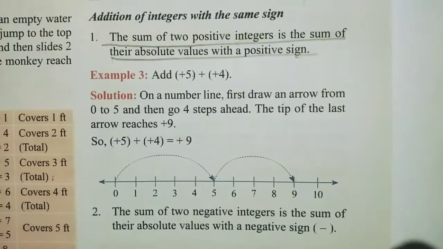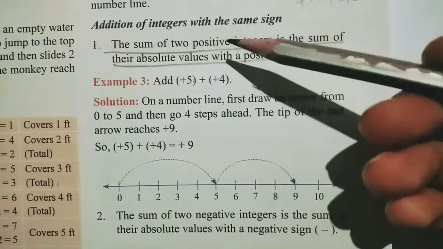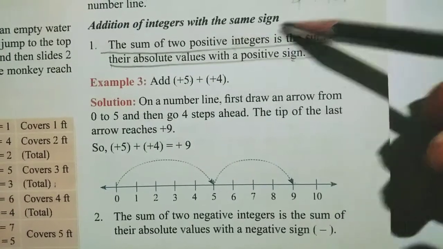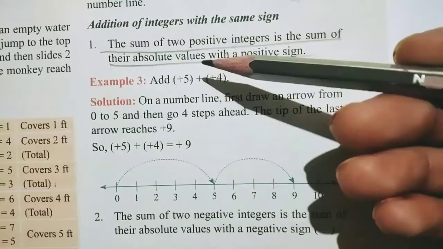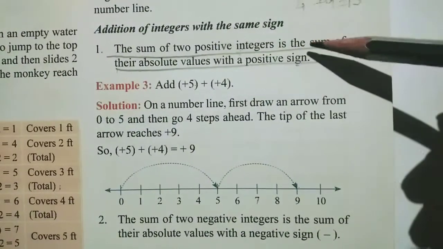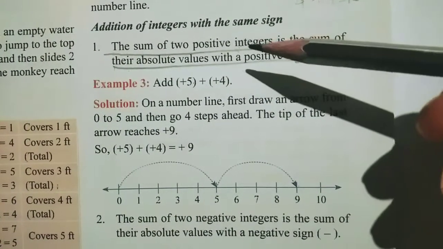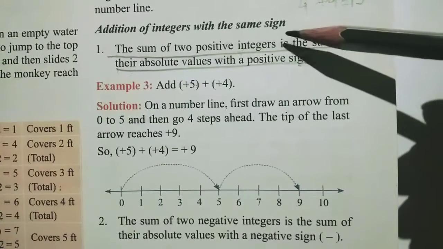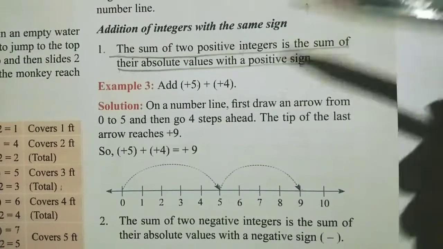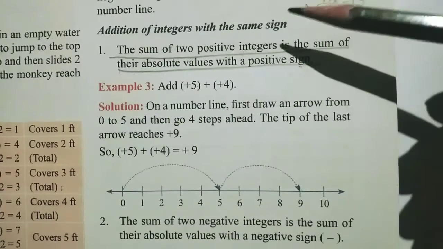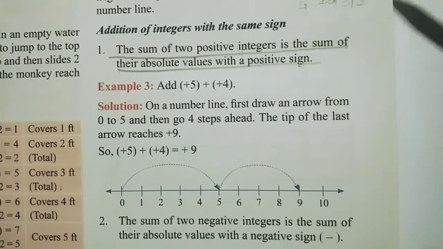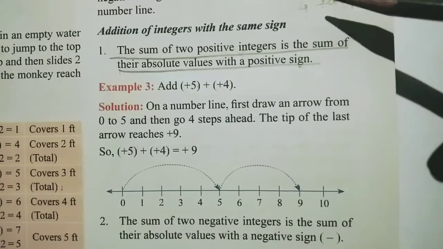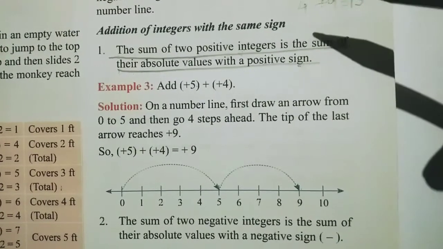So first case is what? The sum of two positive integers. You will take two positive integers. The sum of two positive integers is the sum of their absolute values with a positive sign. That means if you take two positive integers, then when you add them, it will have what? Positive sign only, because the two integers are positive. So when you are adding two positive numbers, the answer is also positive.